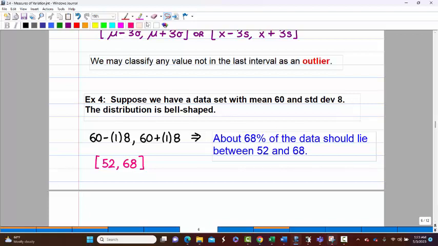If you take 60 minus 1 times 8, you get 52. 60 plus 1 times 8, you get 68. About 68% of the data should lie between 52 and 68.